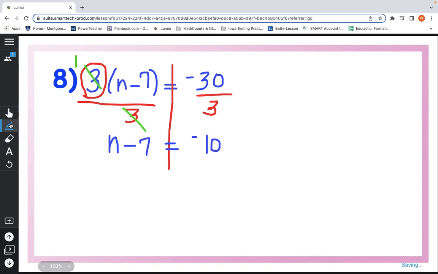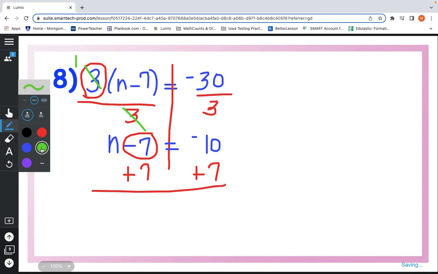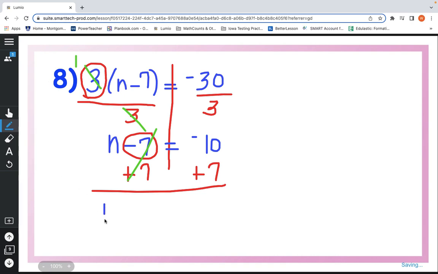Then my next step, because that gets rid of my parentheses, I have unlike terms on both sides, so now I'm going to move this 7, but I have to remember that there's a minus in front of it, so the opposite of subtracting 7 is to add 7 to both sides of my equation. So, of course, negative 7 plus positive 7 is 0, so it cancels out, leaving us n is equal to negative 10 plus 7, which is negative 3. That is our answer.